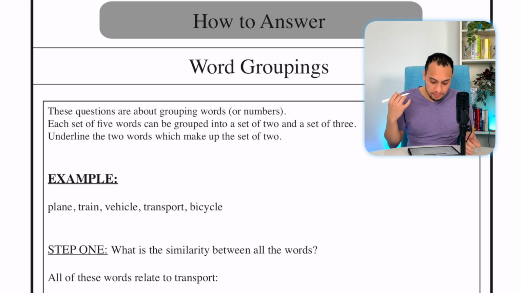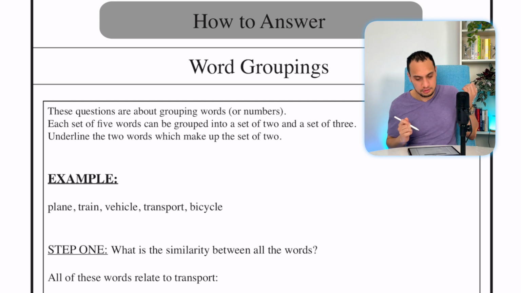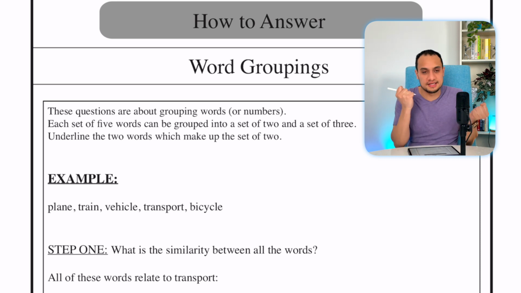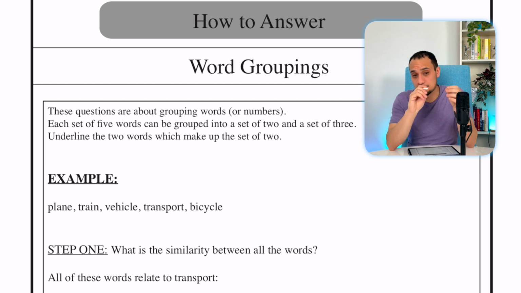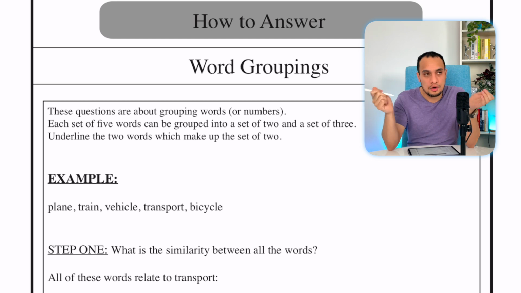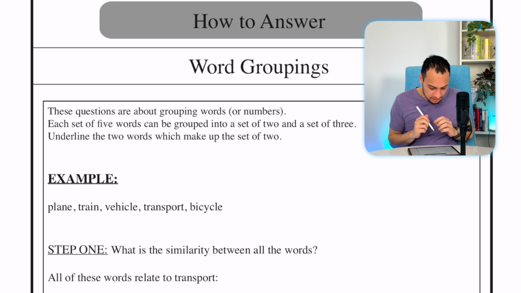These questions are about grouping words or numbers. Each set of 5 words can be grouped into a set of 2 and a set of 3. Underline the 2 words which make up the set of 2. So we're just finding 2 different groups and then circling or selecting the ones that will be 2. If you're doing a verbal reasoning test and you're given an answer sheet, you're going to have to select 2 and put a line through it as indicated on the test paper, or write them down, depending on the test format.